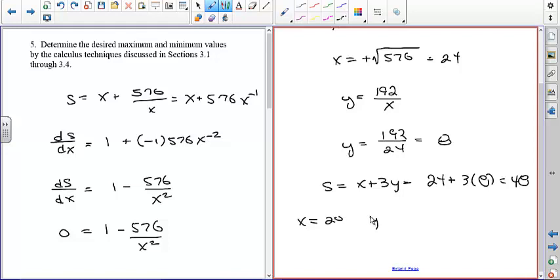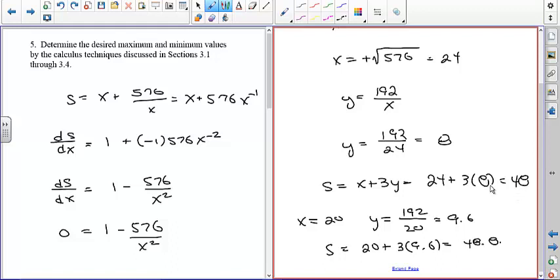Well, if x equals 20, y is equal to 192 divided by 20, which is 9.6. And so this is another solution without minimizing it. It satisfies the constraint. And then if I calculate the sum, I'll get 20 plus 3 times 9.6. You get 48.8, which is greater than 48.